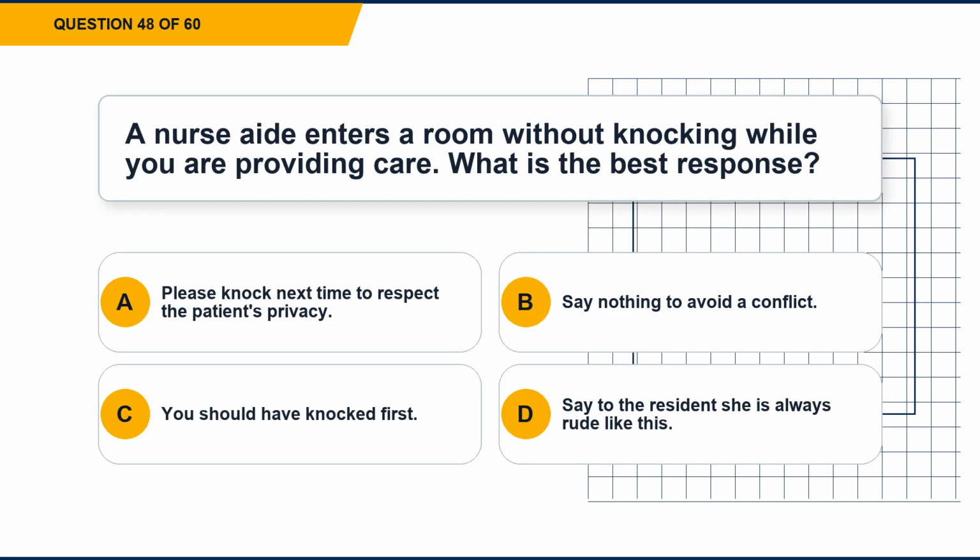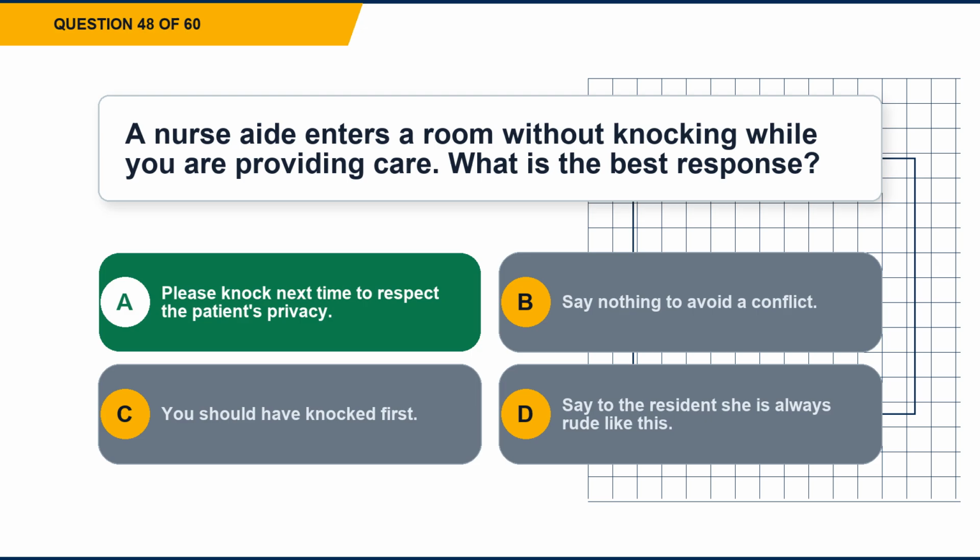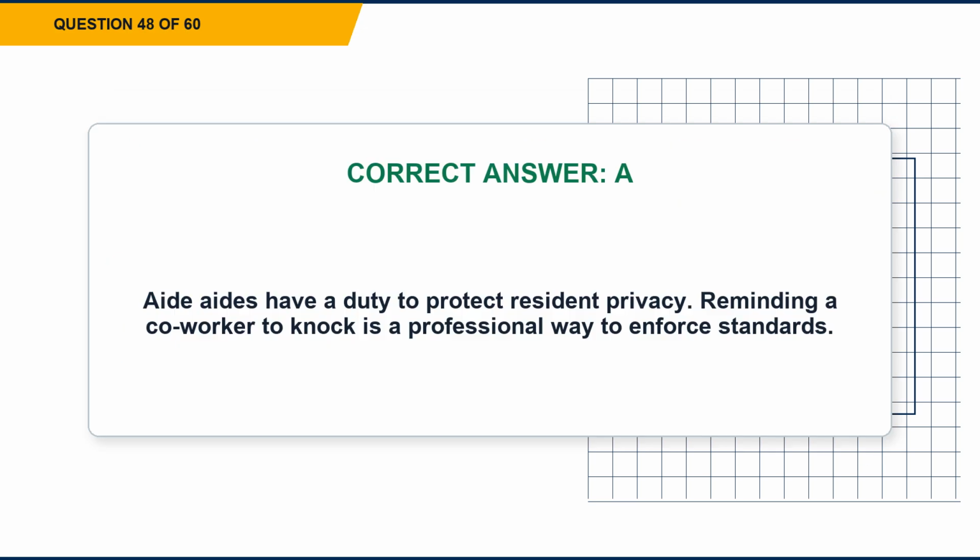Question 48. A nurse aide enters a room without knocking while you are providing care. What is the best response? Option A, please knock next time to respect the patient's privacy. Option B, say nothing to avoid a conflict. Option C, you should have knocked first. Option D, say to the resident she is always rude like this. The correct answer is option A, please knock next time to respect the patient's privacy. Explanation. Aides have a duty to protect resident privacy. Reminding a coworker to knock is a professional way to enforce standards.